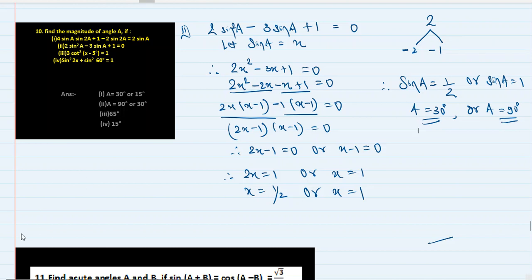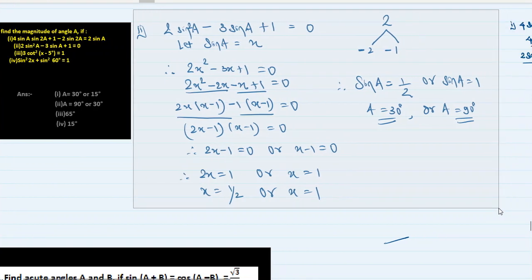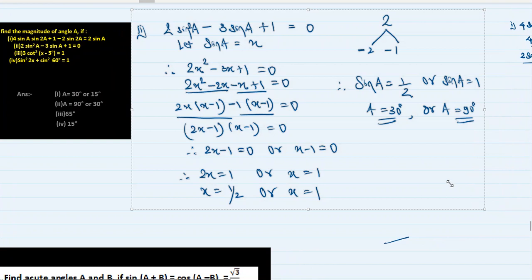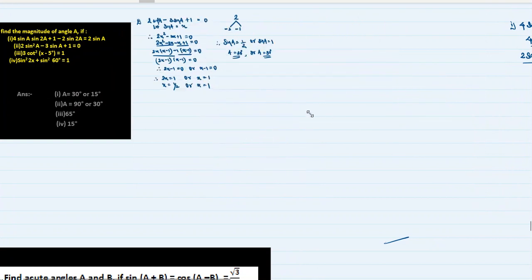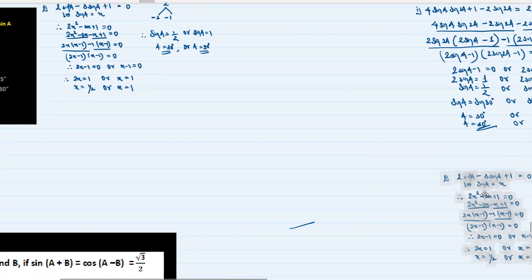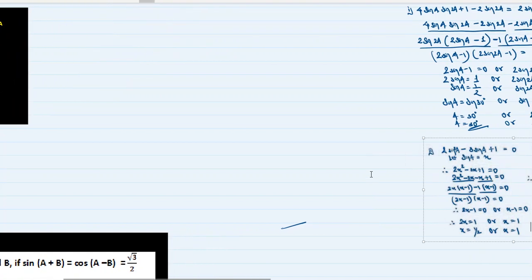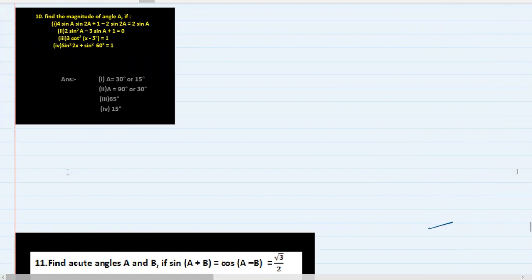So as you can see here, we used splitting the middle term. In the previous question, we used the method of factorization, which was grouping and taking out common. Here we used splitting the middle term. That is the whole idea, that in this part of this chapter, we have to factorize trigonometrical equations and we have to find the value of the missing angle.